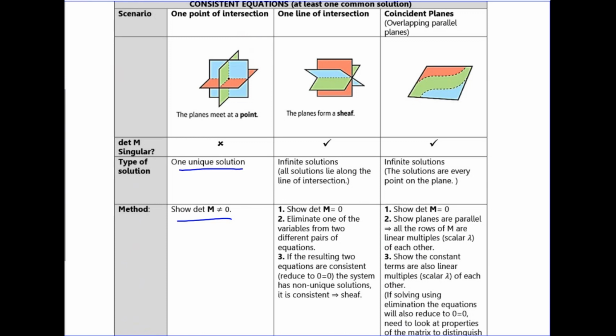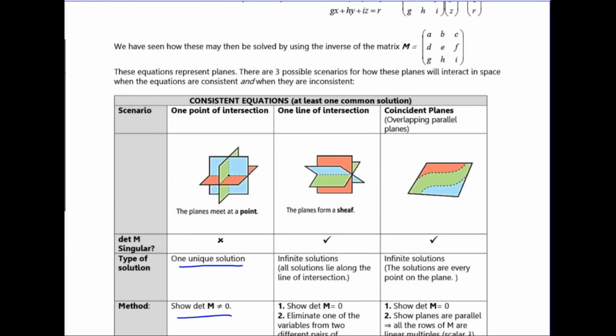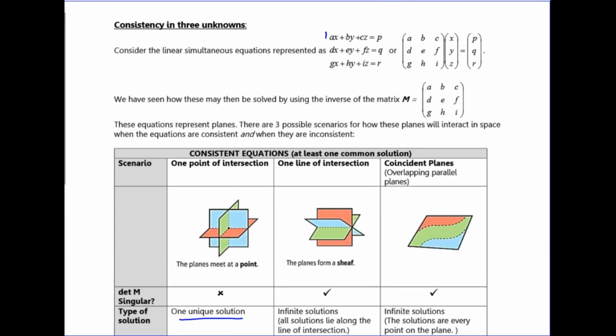Geometrically, this means that you have 3 planes meeting at a point. So a plane in 3 dimensions is just a flat surface. Okay, this, ax plus by plus cz equals something, is an equation of a plane, which you will need in the vectors topic.